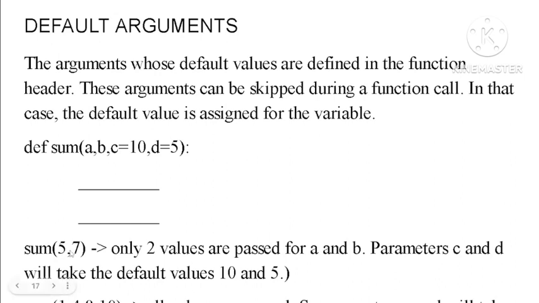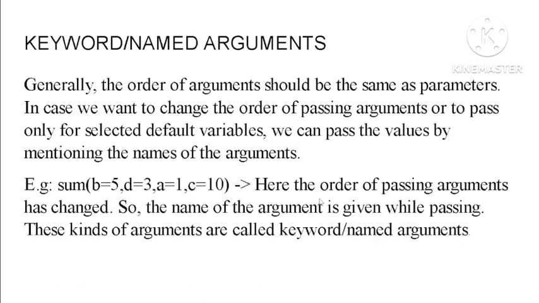See, sum of 5, 7. So what happens during the function call? 5 is assigned to A, 7 is assigned to B. Now I have skipped C and D. Why? Because they are default arguments. You have the option to skip them. But what happens to C and D? These values will be taken by default. That's why they are called default values.